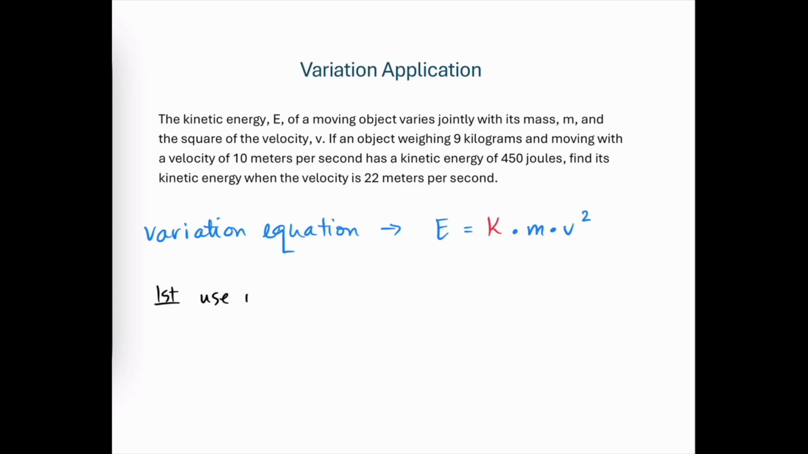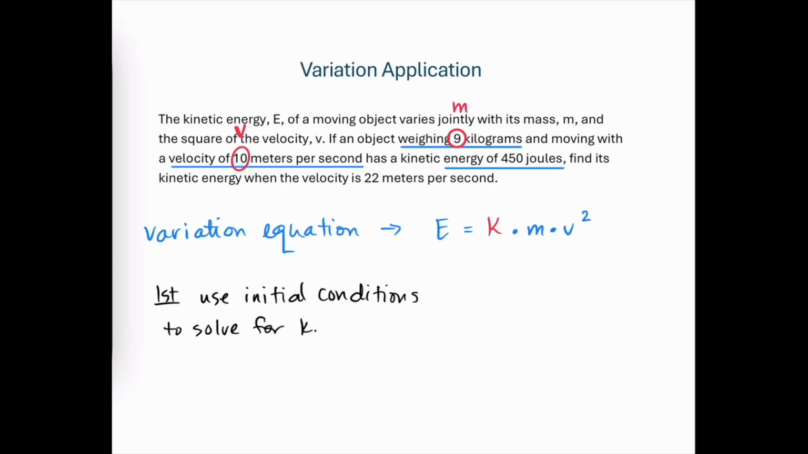Once we have that variation equation, the first thing that we want to do is to use the initial conditions that are given in the problem to find the value of k. So when we go back up into the problem, we see that an object that weighs 9 kilograms, moving at a velocity of 10 meters per second, has a kinetic energy of 450 joules. So we're going to plug 9 in for the mass, 10 in for the velocity, and 450 in for E, which is the kinetic energy.